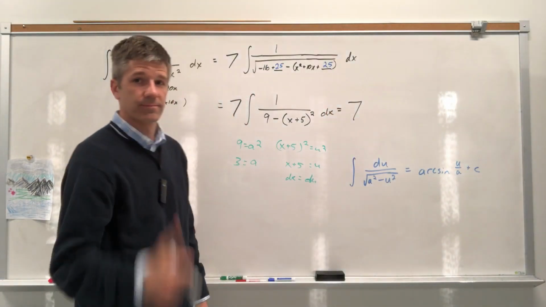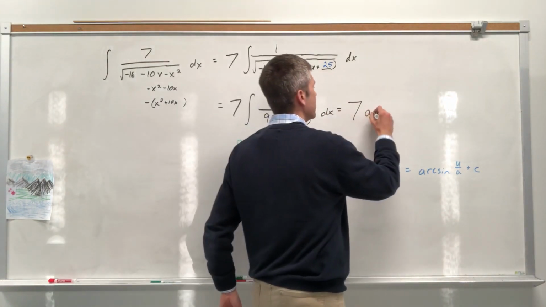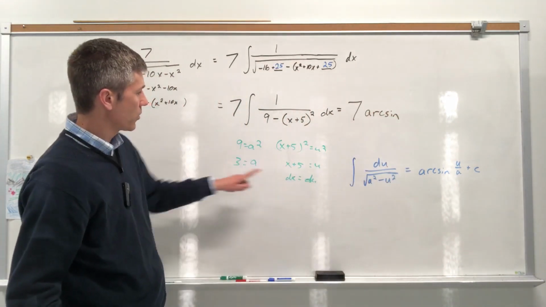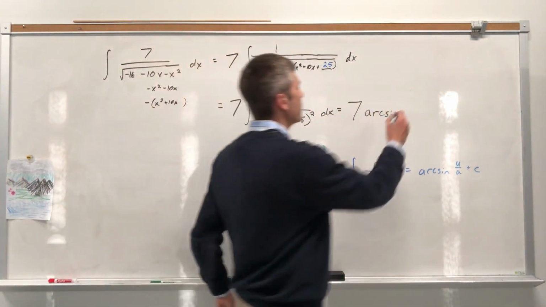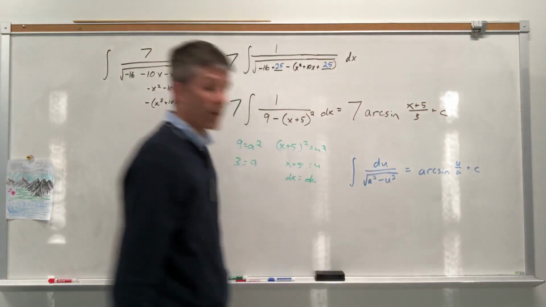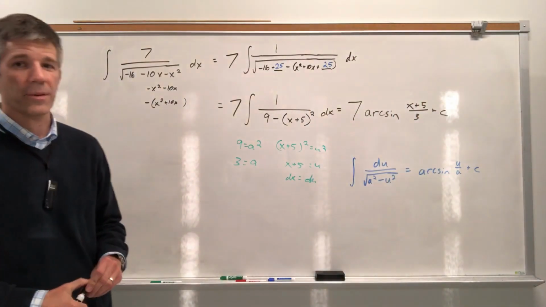7 arcsine of u over a, so x plus 5 over 3, and then plus c, and we're finished. That's it. If you took the derivative of that, you'd end up back where you started. It'd be sloppy, but you'd get there.